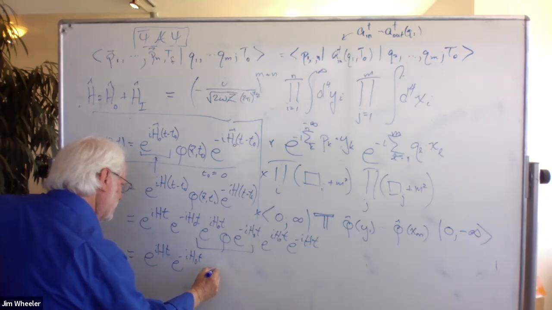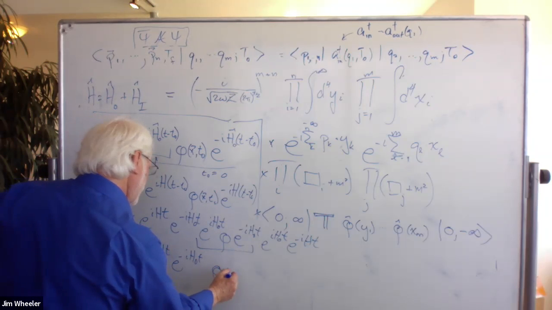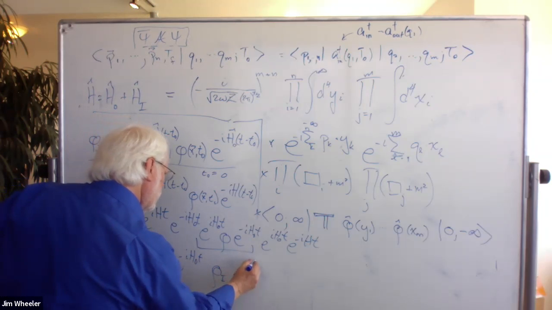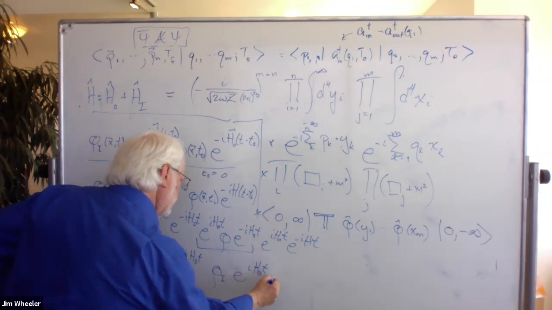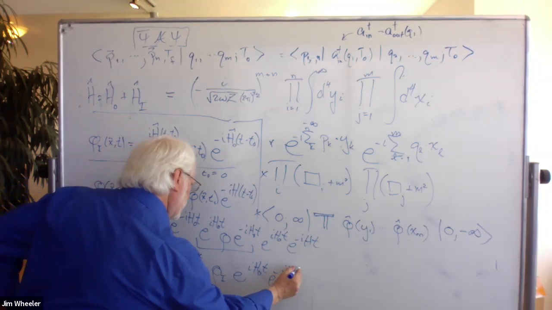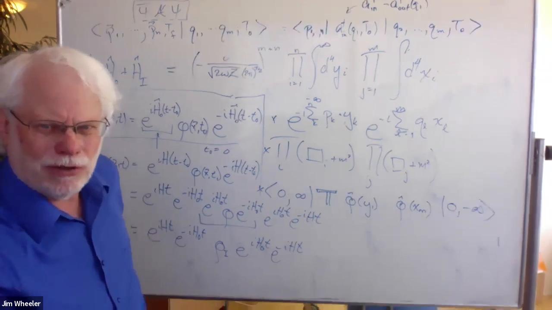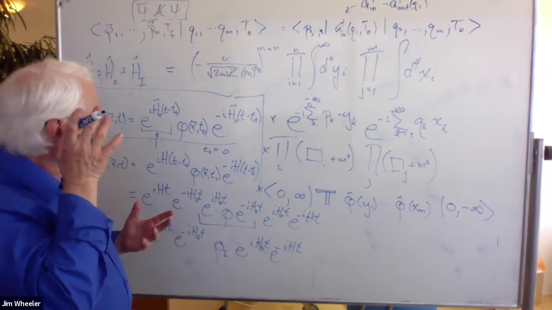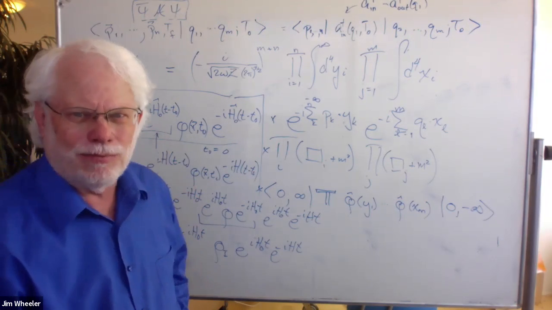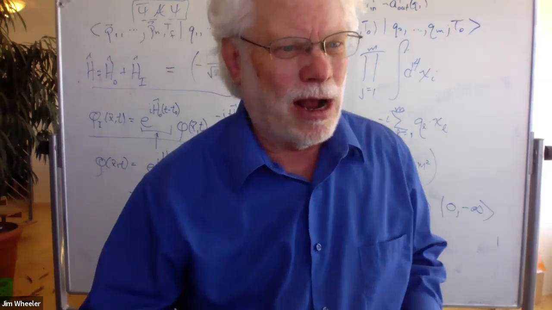Times now this becomes phi I. Oops, plus. Now, we can't quite combine these because things don't commute, but this product of fields actually satisfies a fairly simple differential equation, so we can get at its properties.